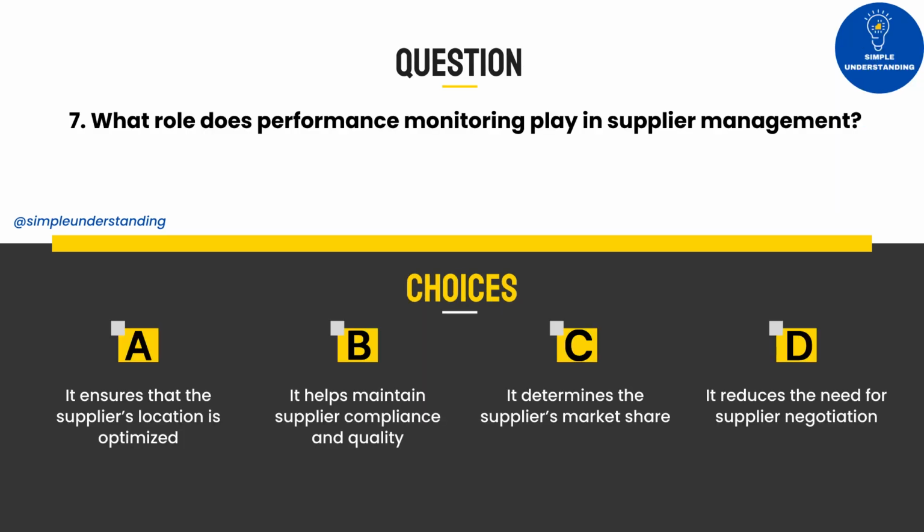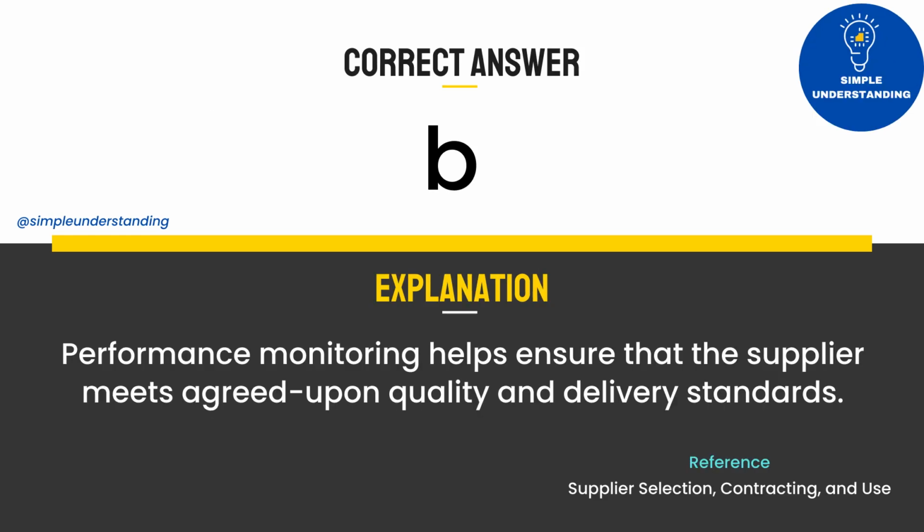7. What role does performance monitoring play in supplier management? A. It ensures that the supplier's location is optimized. B. It helps maintain supplier compliance and quality. C. It determines the supplier's market share. D. It reduces the need for supplier negotiation. Correct answer B. Explanation: Performance monitoring helps ensure that the supplier meets agreed-upon quality and delivery standards.